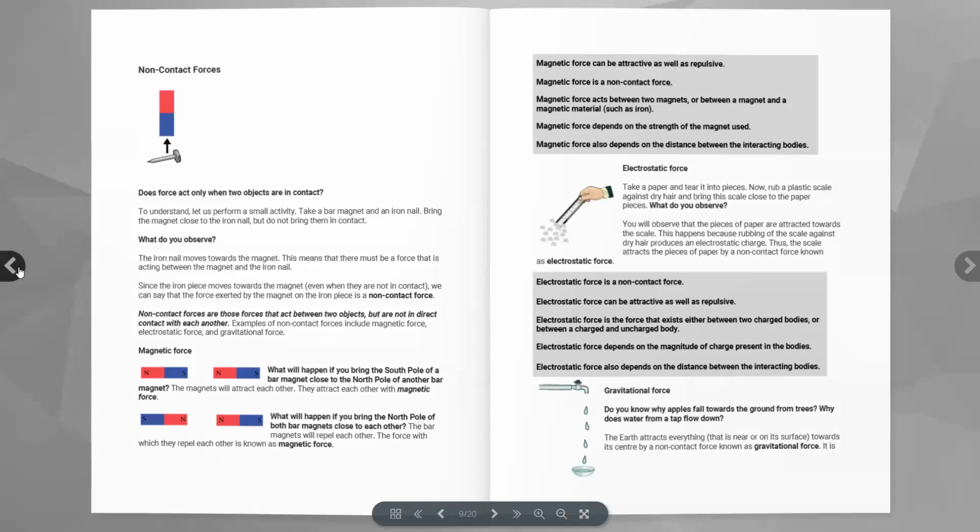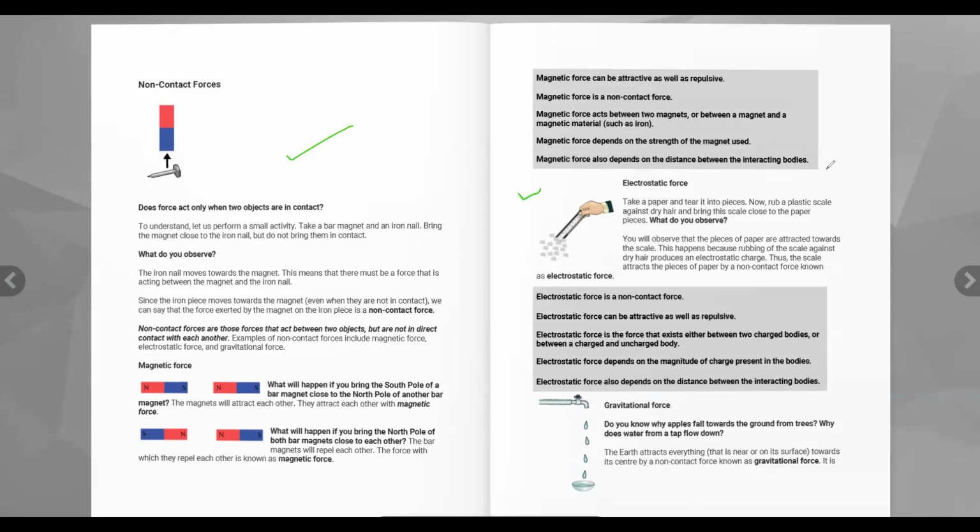Before the start, we had read about non-contact forces. So we talked about magnets. Sumantra taught about electrostatic force. And there will be one more force that is called gravitation force.